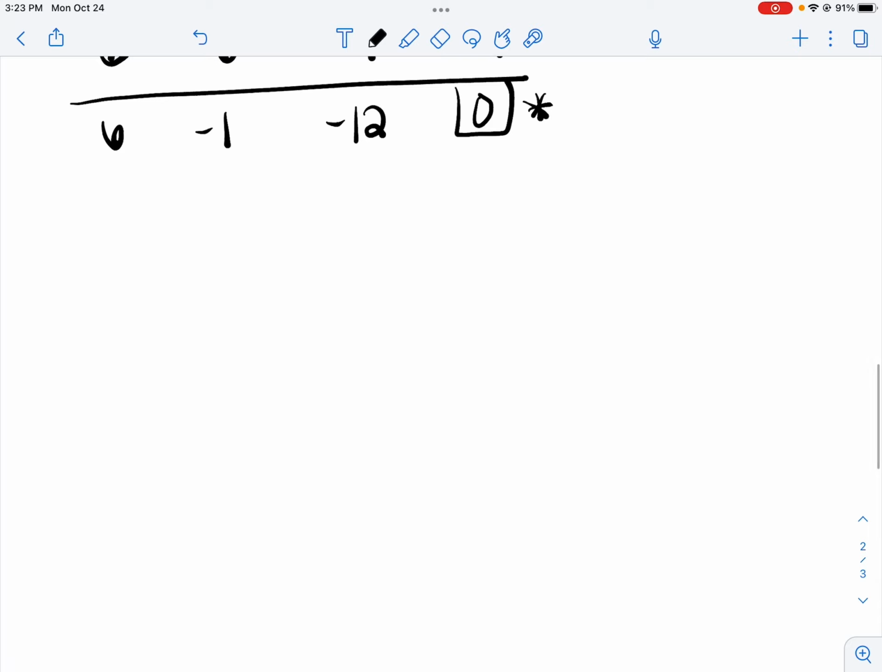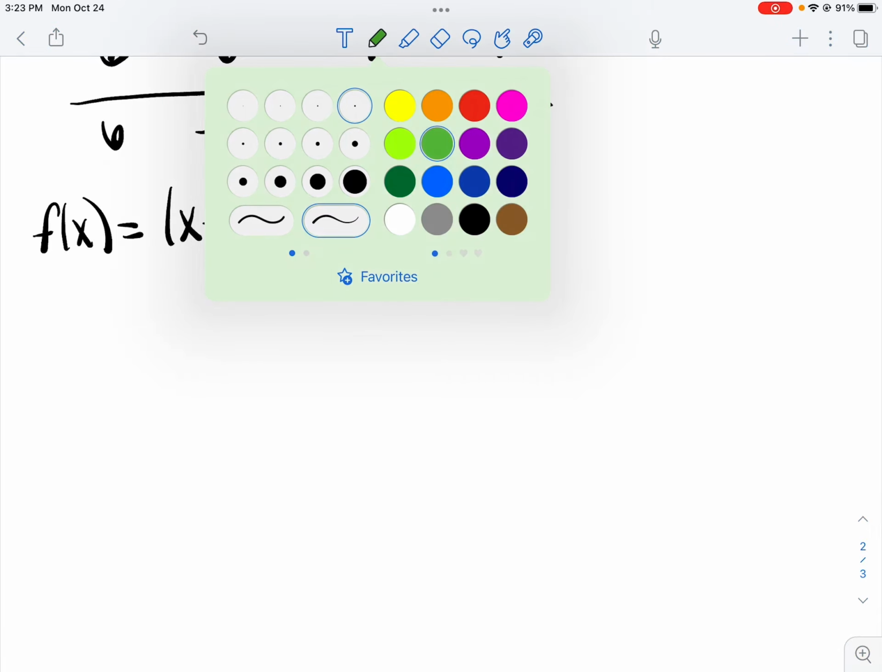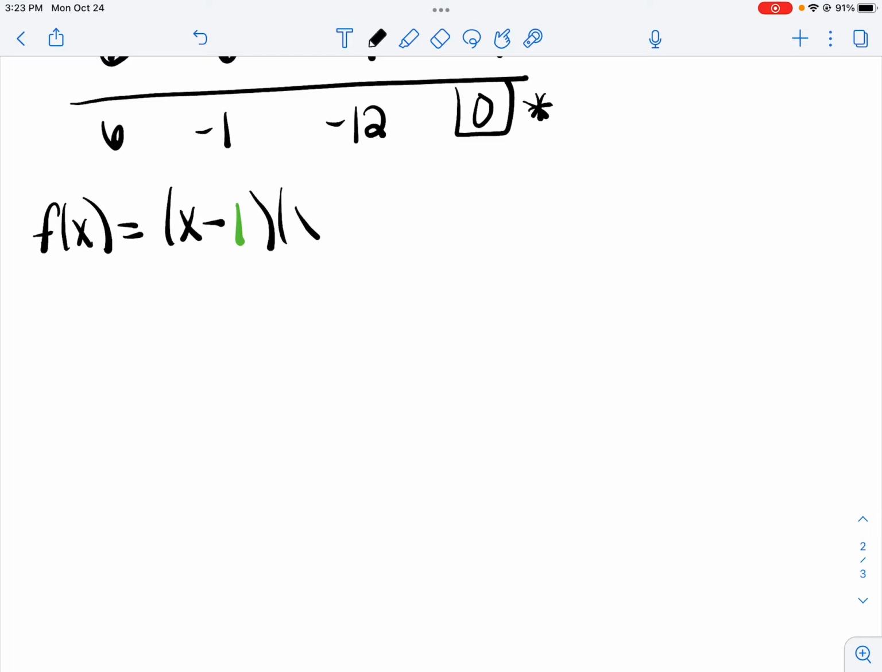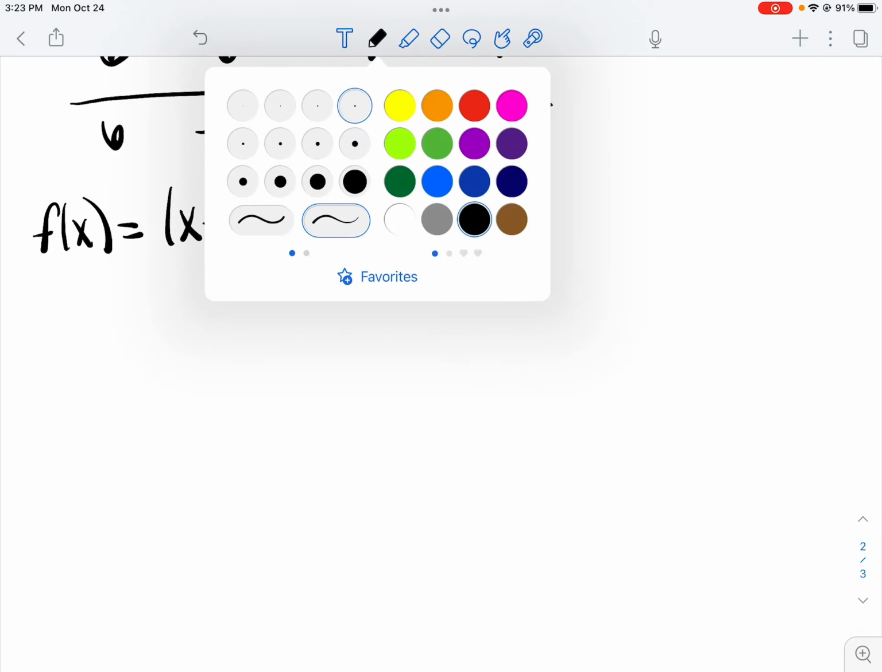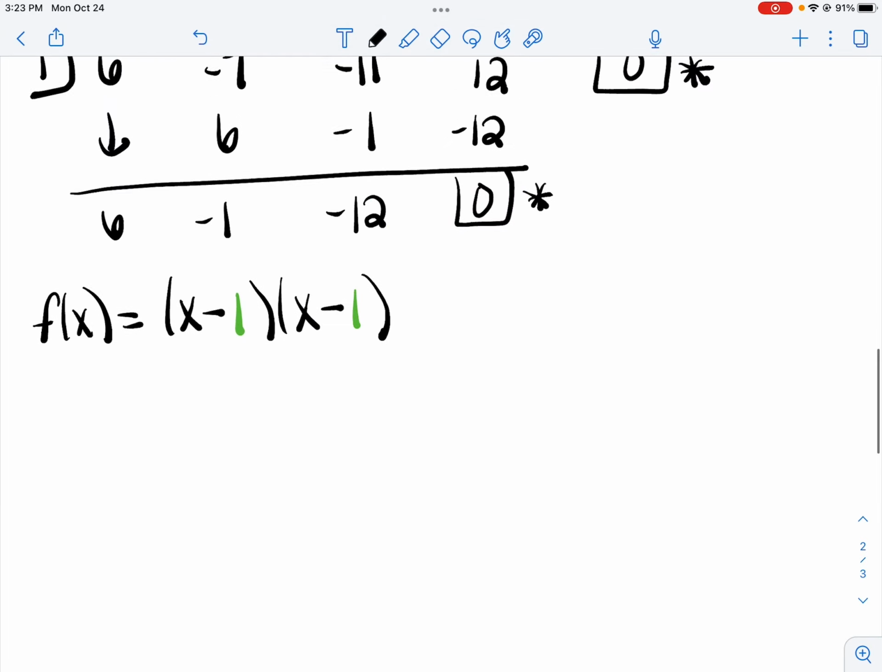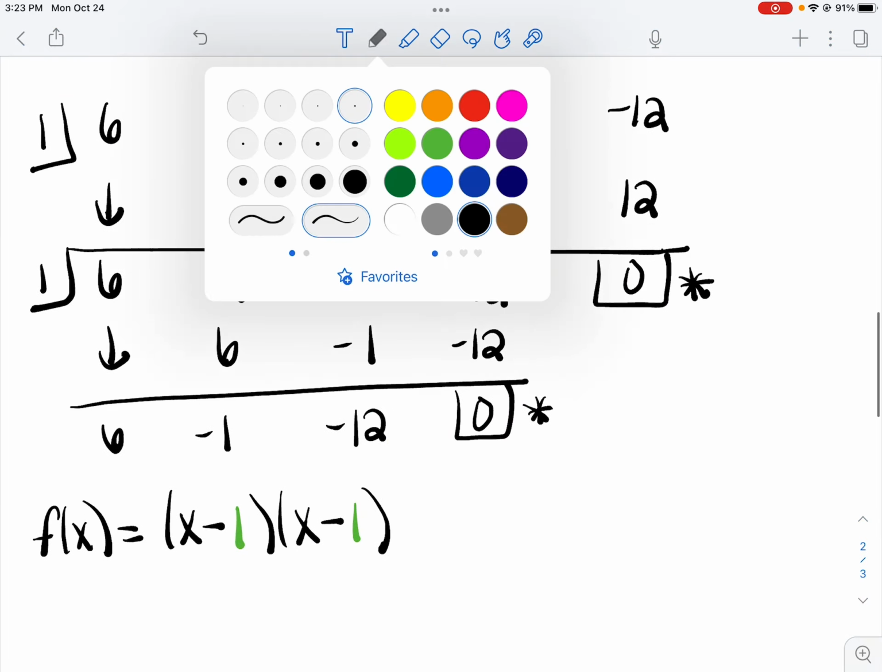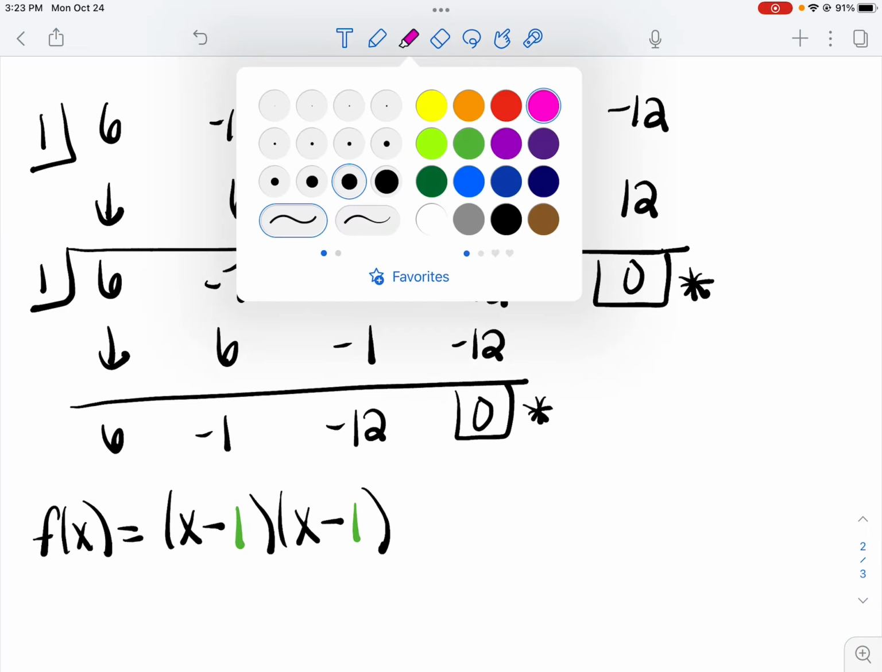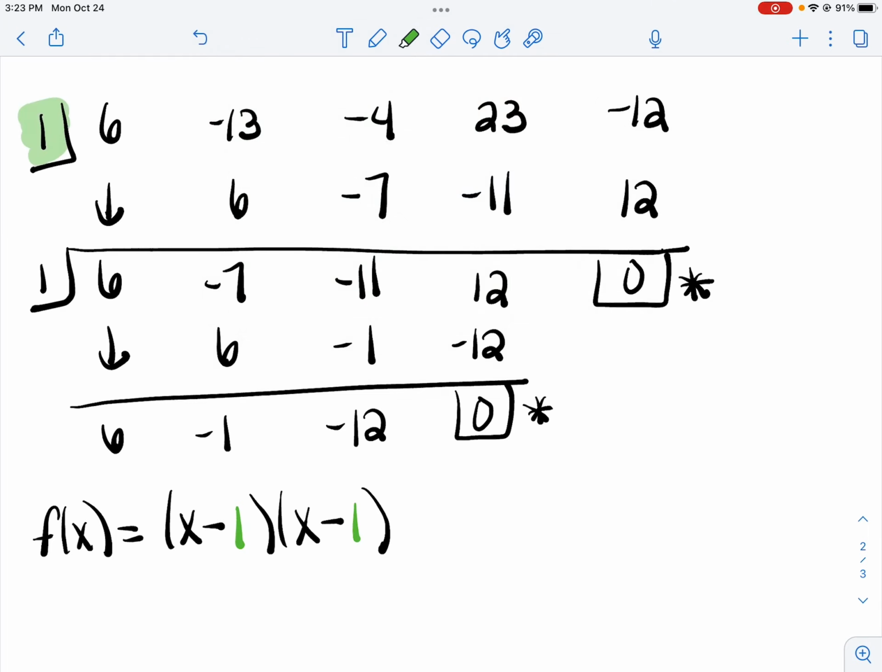Now, as I get ready to write my polynomial, I'm going to write x minus, my 0 here was 1, so x minus 1. And I write that parentheses twice because I had a multiplicity of 2, or because I used synthetic division twice here. I got a 0 the first time and a 0 the second time when I used synthetic division.